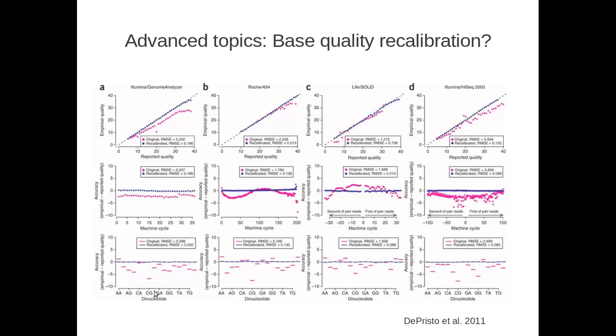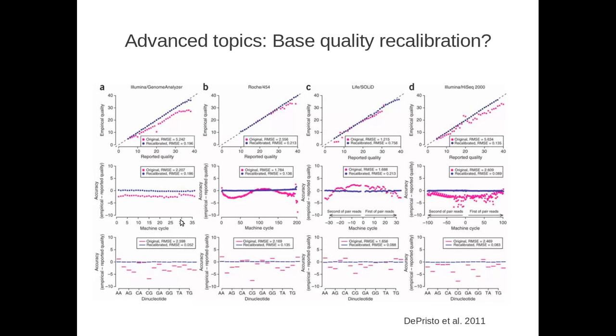But essentially, here are the observed base qualities relative to those reported by a machine. Technically it's the empirical minus the reported quality. So this deviation away from this blue line indicates the extent to which the error probabilities reported by the machine are incorrect. And this is the dinucleotide base context in this particular figure for an Illumina machine. He evaluated different sequencers and different sequencing contexts.